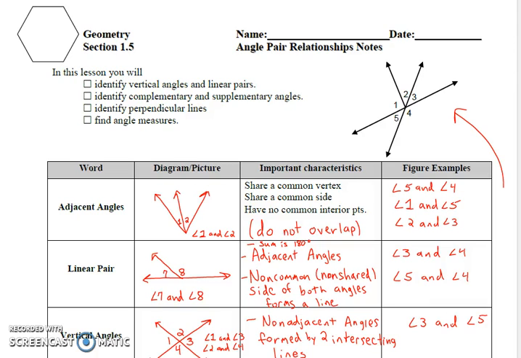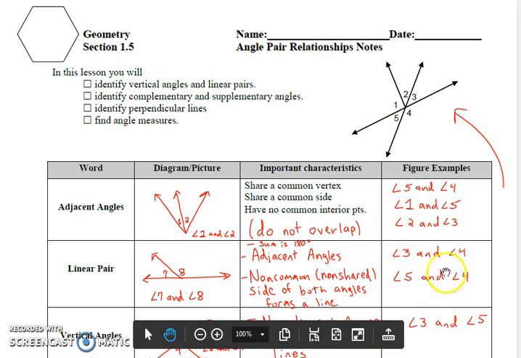Okay, hello. Here we are for 1.5 angle pair relationships. All of the angles that it's talking about in this chart here for the examples are referring to this picture, so keep that in mind.